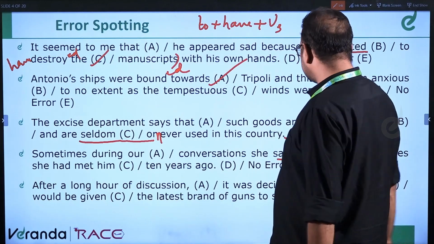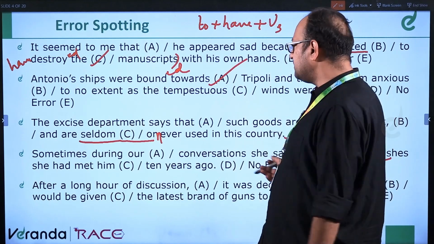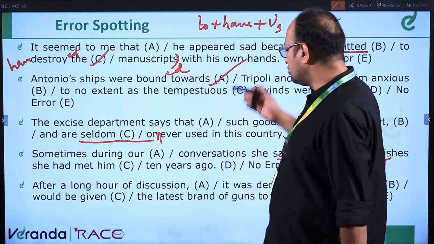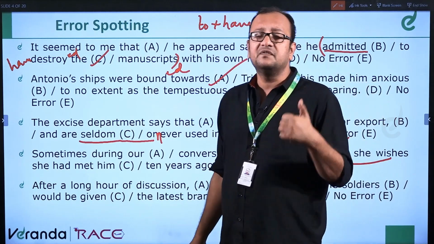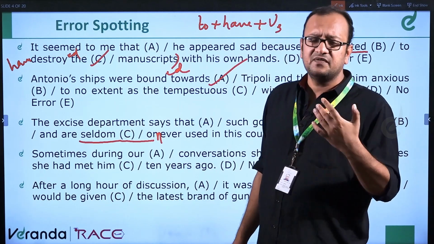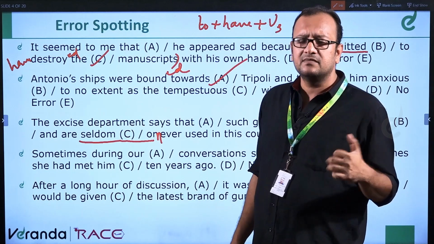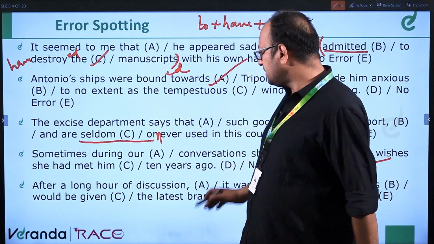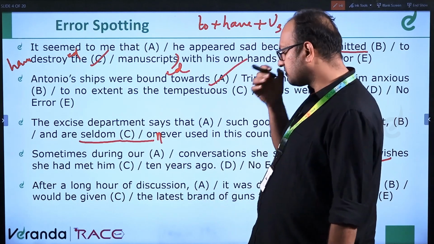So, error is in part B. This is correct, totally correct. You will say, sir, why she wishes? That's a structure. She wishes she had met him 10 years ago. I wish I had seen him 5 years ago. That's the correct statement. But here it should be simple past. Okay.